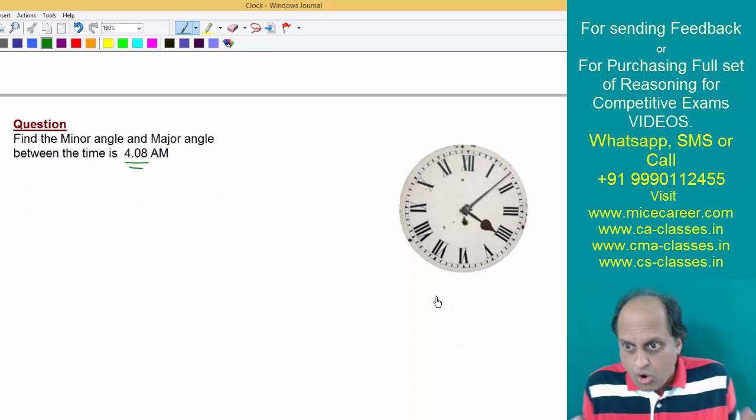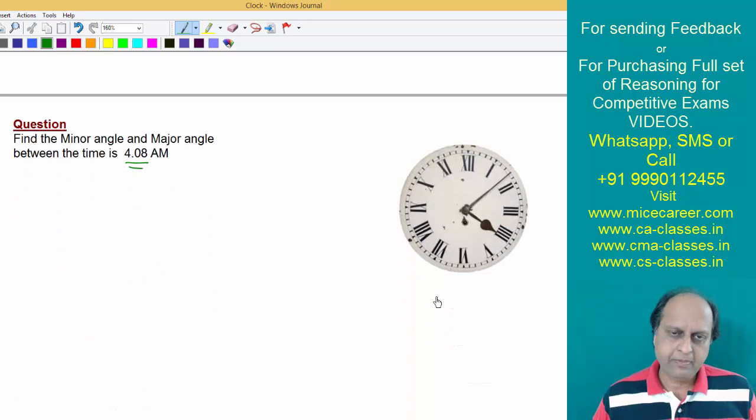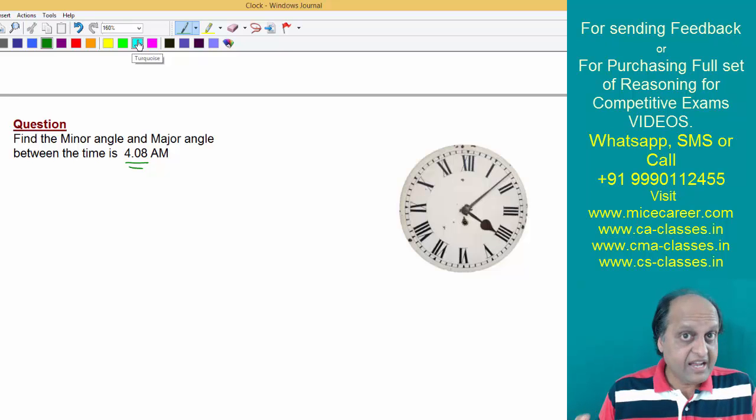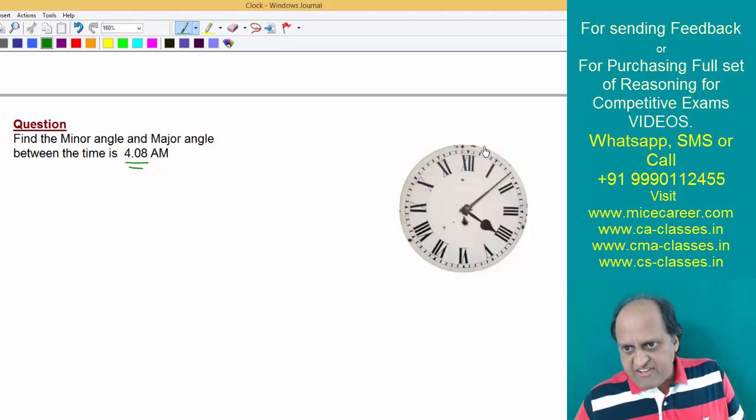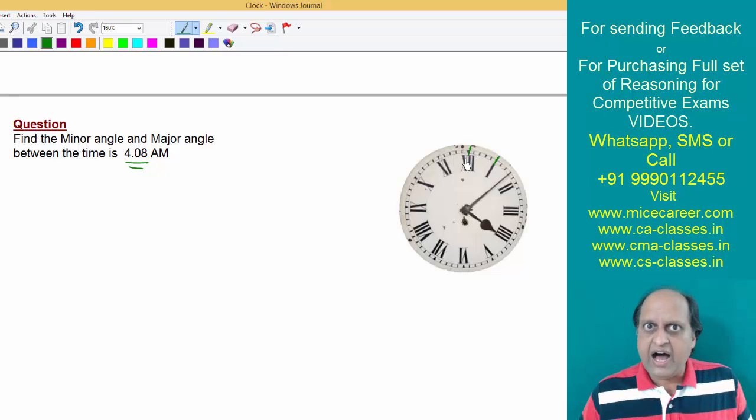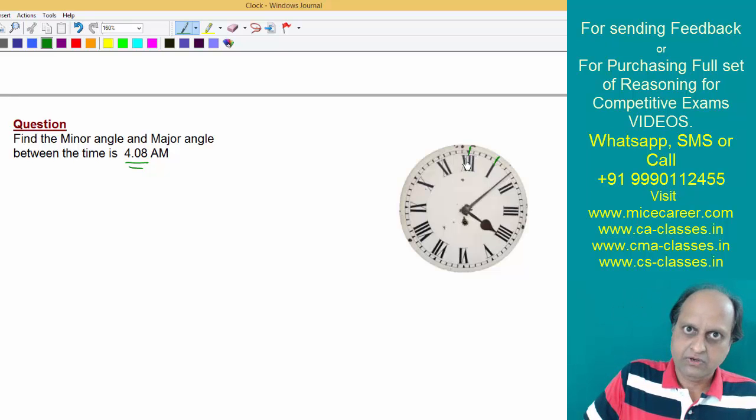Now I will be doing this one. Look, pay attention. Always remember, the hour hand travels 30 degrees in an hour. The minute hand travels how much? 360 degrees in an hour. In other words, these 5-minute spaces are covered by the hour hand in 1 hour, but by the minute hand in 5 minutes.